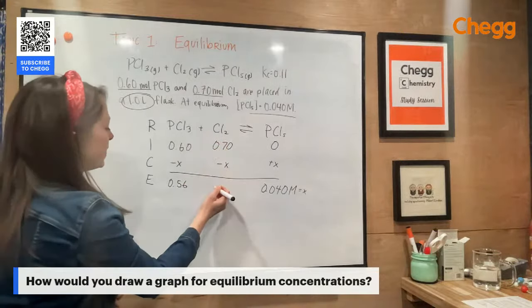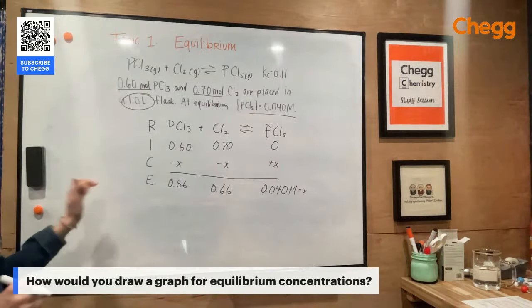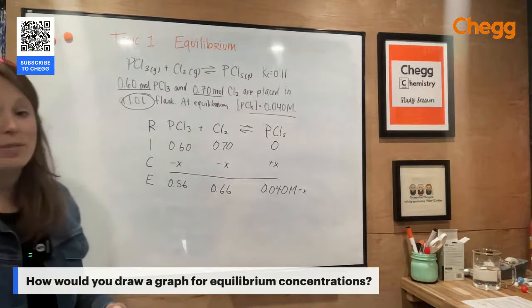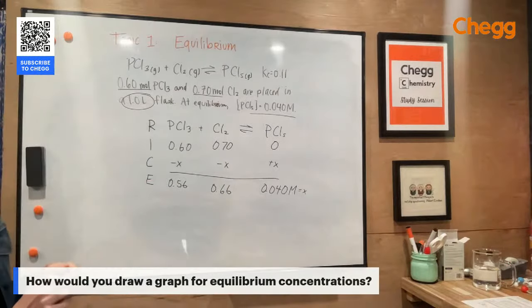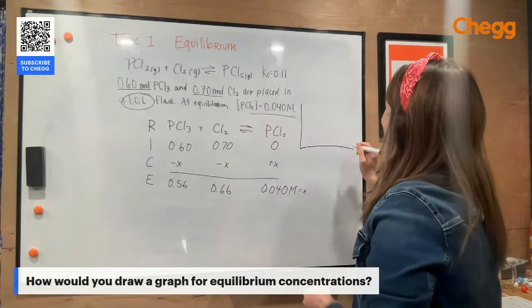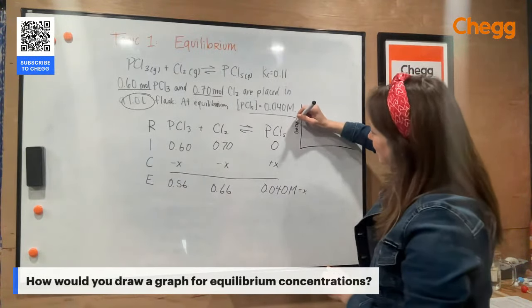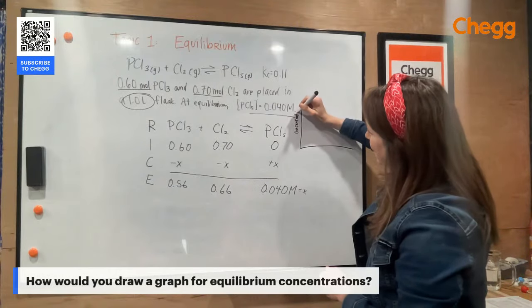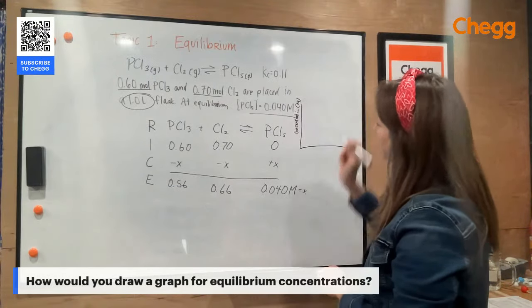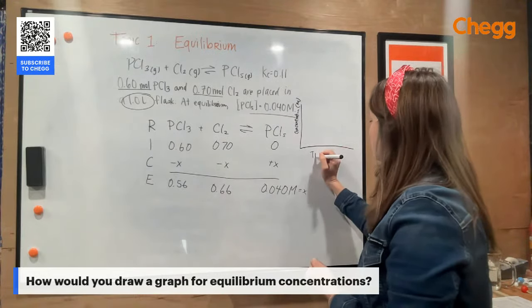That is going to be 0.66 molar. All right, so now I have all of my equilibrium concentrations, and if I want to take this one step further and graph it, I'm going to squeeze that in on this side. Basically, what we're going to do is we're going to have our concentration on our y-axis. And again, we're doing this in molarity, versus we're going to have our time on our x.